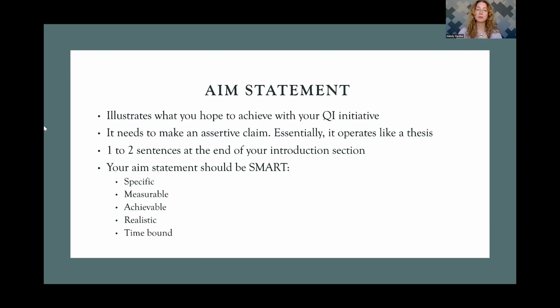All right, so the aim statement illustrates what you hope to achieve with your QI initiative. It needs to make an assertive claim. Essentially, it's going to operate like a thesis. It's one to two sentences at the end of your introduction section, and you want to make sure that your aim statement is SMART: specific, measurable, achievable, realistic, and time-bound.